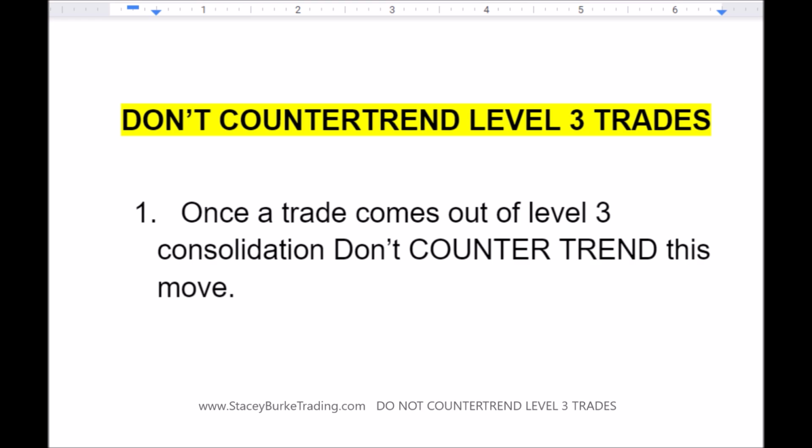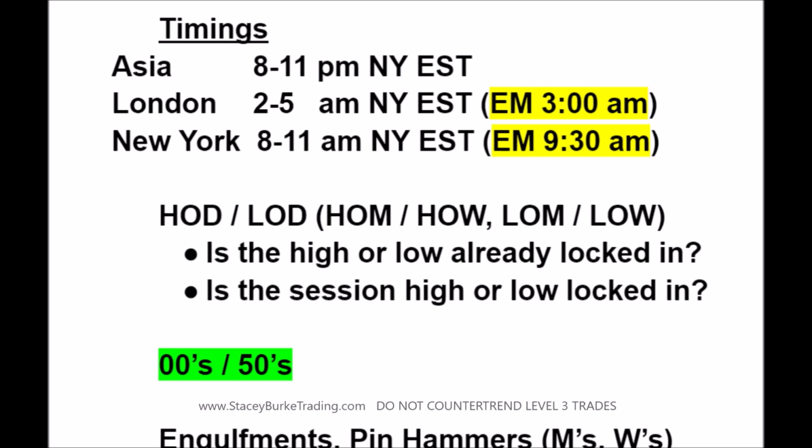Now, we talked about level 3 trades. I've talked about the 100 pip boxes. I'm going to review that. We'll review the timings again. Asia, 8 to 11 p.m. Please just Google it. Don't ask me what time zone you're in or what time it is. Just Google it. 8 to 11 p.m.